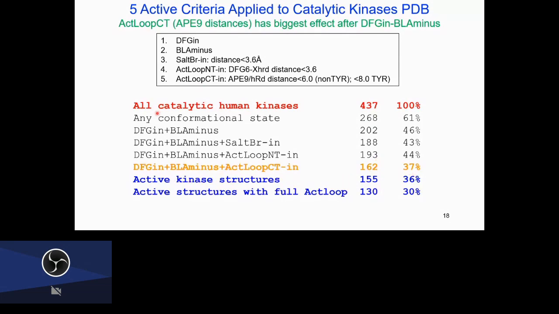And so if we require all of these things together, only 155 are actually available in the PDB out of 437, that's 36%. And if you want to look at the whole activation loop being present, that is having coordinates, it's often disordered, that number is down to 30%.